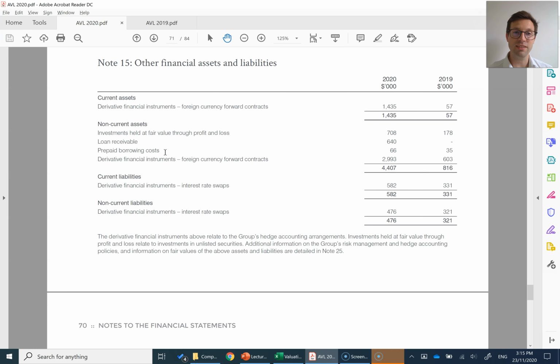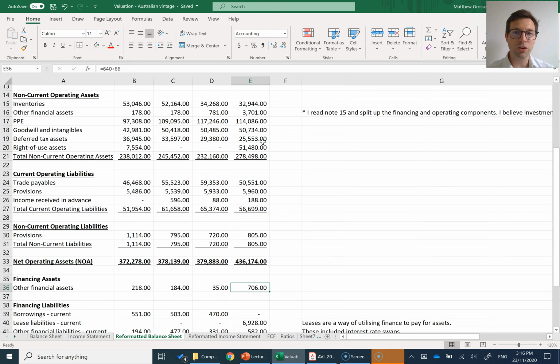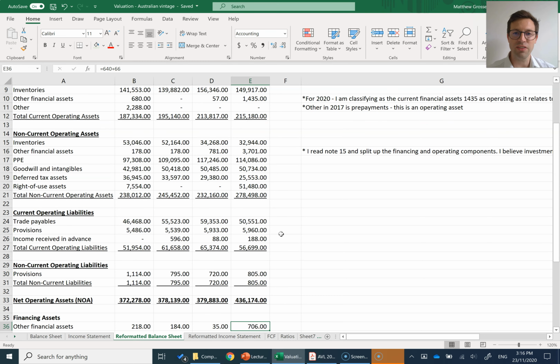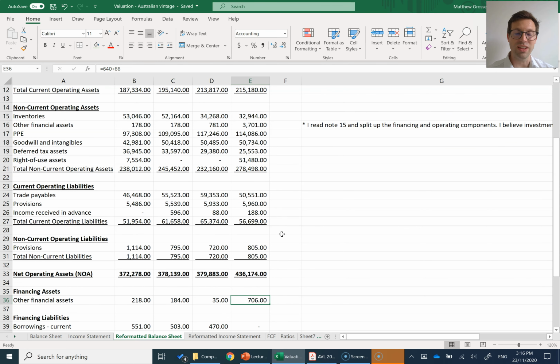I think they're financing assets because there's interest associated with them. They're loans and there's borrowing costs. So those words are indicating to me that they're part of the financing. So what we've been doing is going through each account and checking if there's interest associated with it. And so far, the only account that I think there's interest associated with on the asset side is part of the other financial assets.